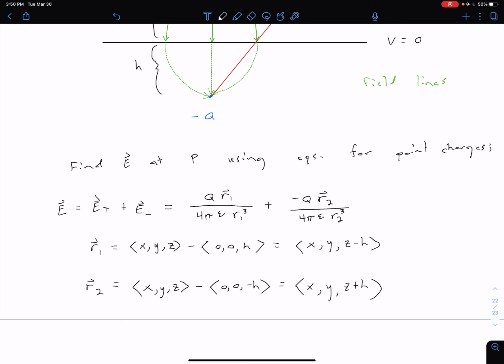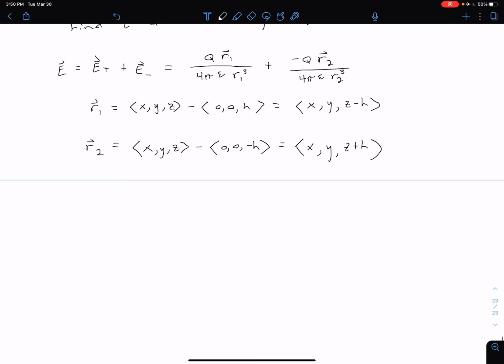So once we have that electric field equation, of course we could plug in for our R1 and R2 above. We could then go on to find other things. For instance, if we wanted to find our voltage outside of the conductor, of course we know our V inside the conductor is just 0.